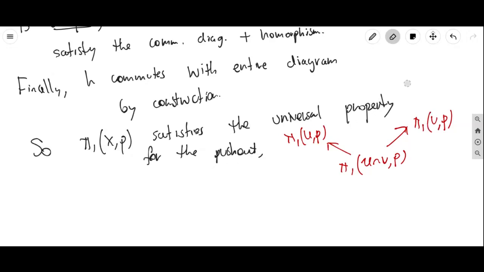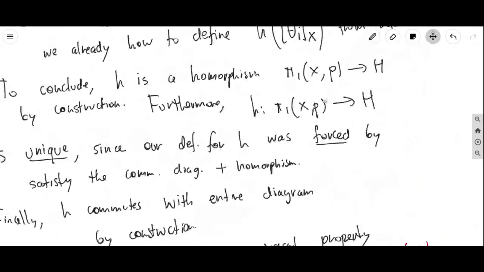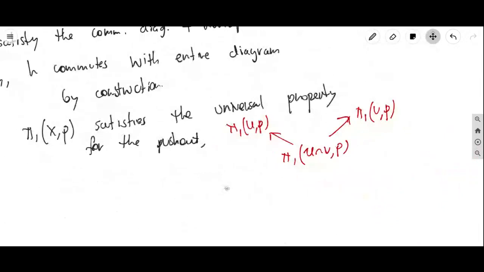It's optimal in the sense that if you have any other pushout H that is compatible with the diagram, then there's a unique mapping from the fundamental group into H that is also compatible with the whole diagram. So this is the optimal. That's sort of the supremum, the least upper bound out of all possible pushouts. So that verifies the claim that the fundamental group is the pushout.